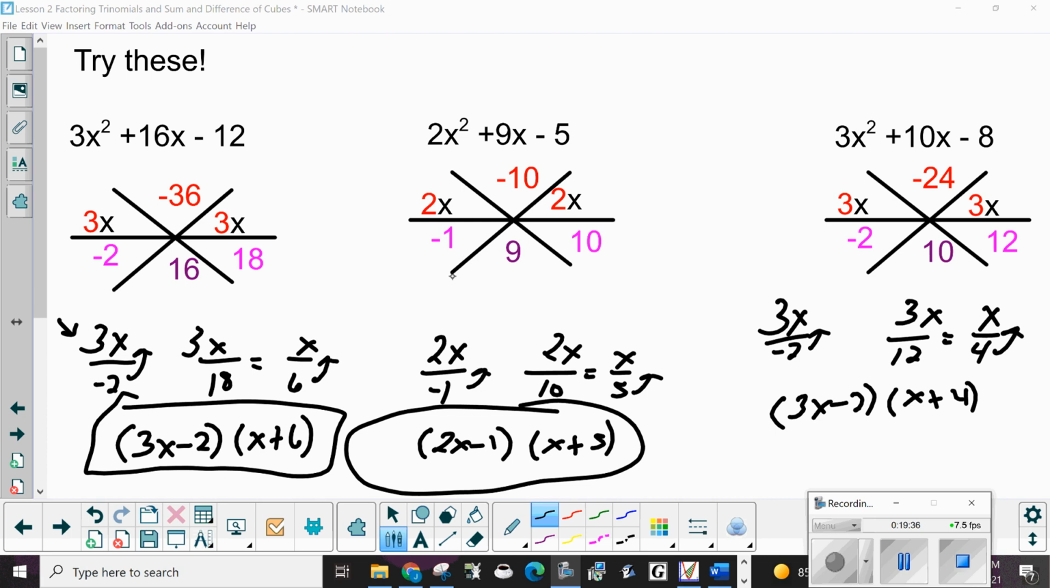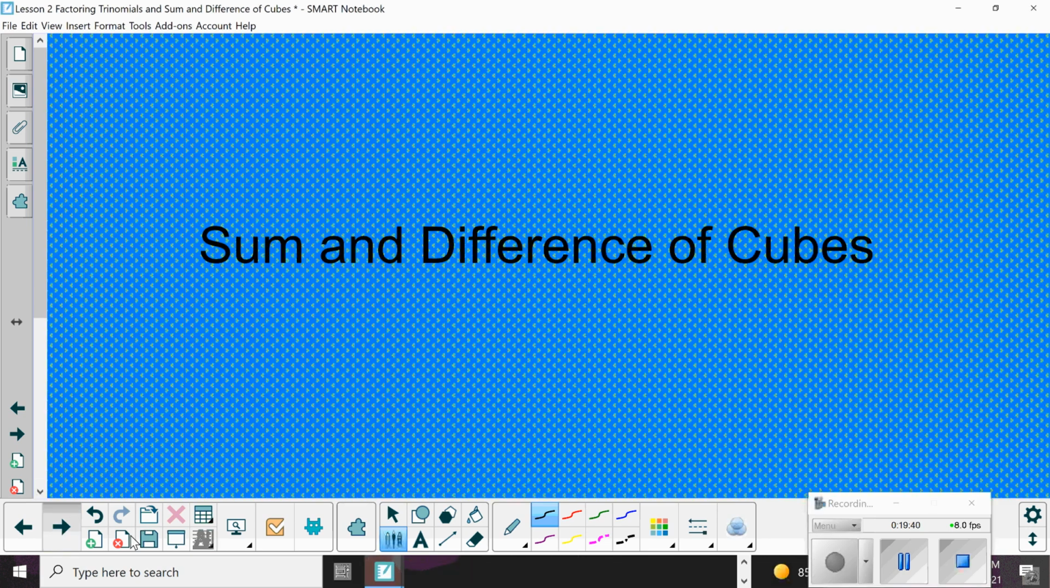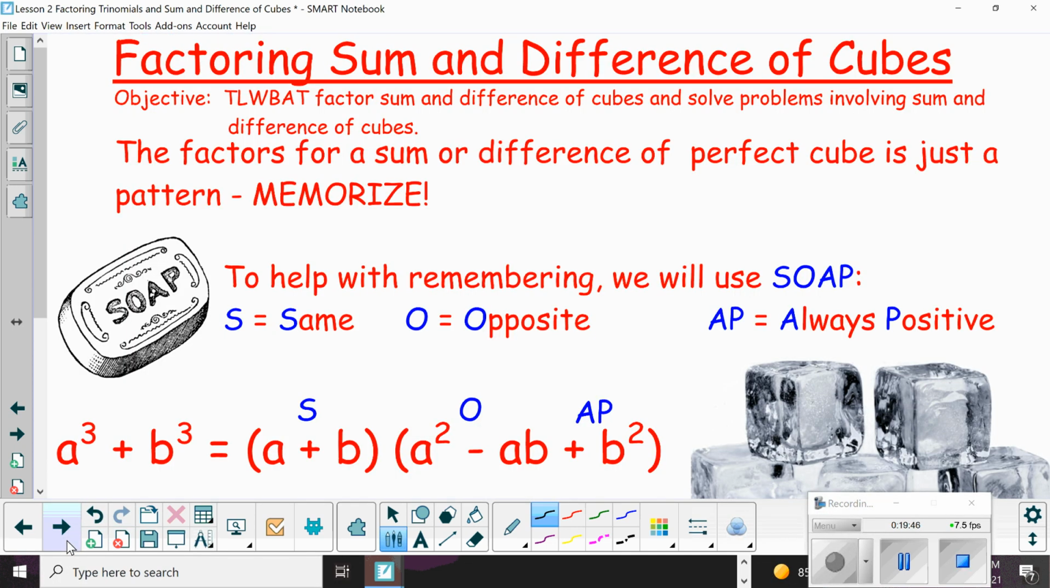Okay? All right. Last method for factoring. Sum and difference of cubes. Factoring the sum and difference of cubes. Notice that when we did the difference of squares, only the difference of squares worked. You couldn't do a sum. With cubes, it's different. Both work. And it's just a pattern.